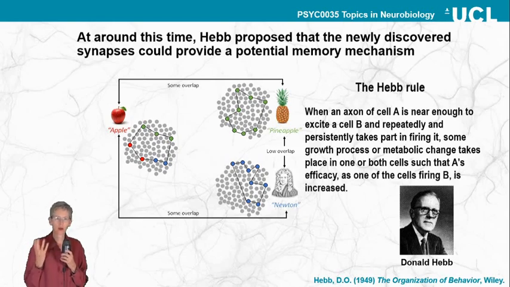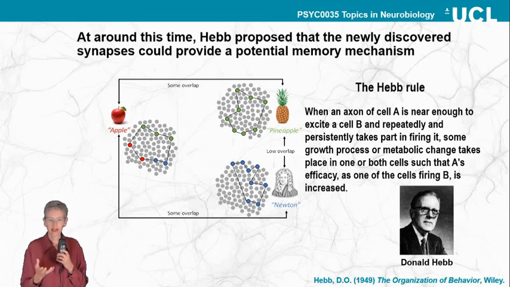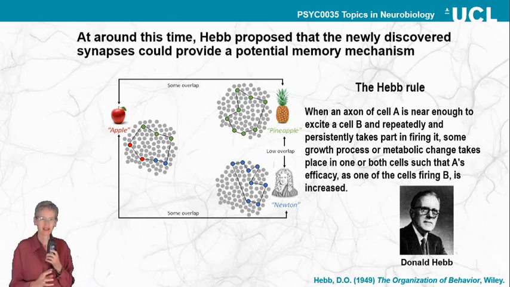So Hebb proposed a way that you could do this. So he proposed a rule for the formation of connections, which says that if you've got two neurons that are connected together and they're synchronously active, then you should strengthen that connection. And he formalized it in the Hebb rule. When an axon of cell A is near enough to excite a cell B and repeatedly and persistently takes part in firing it, some growth process or metabolic change takes place in one or both cells such that A's efficacy as one of the cells firing B is increased.